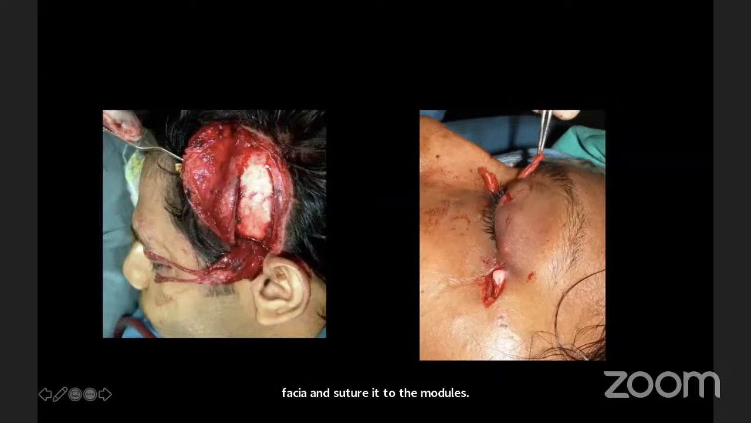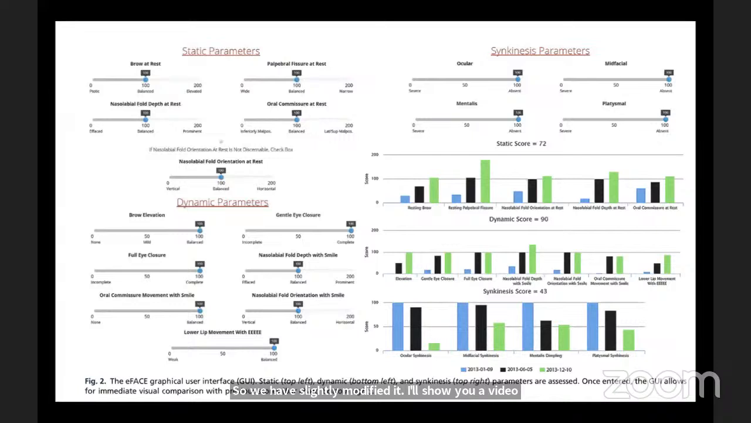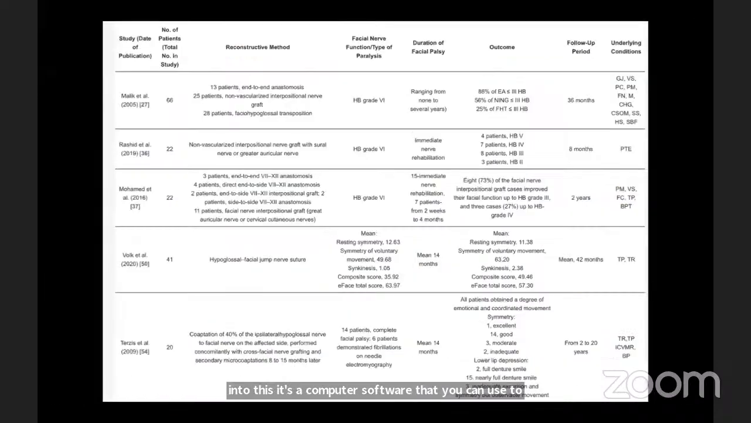But the problem we realized was it left a big hollow in the temporal fossa. So we have slightly modified it. I'll show you a video of that. And this is one of the scoring systems called eFace, which you can use to score. I'm not going to go too much into this. It's a computer software that you can use to score your patient's outcomes after surgery.